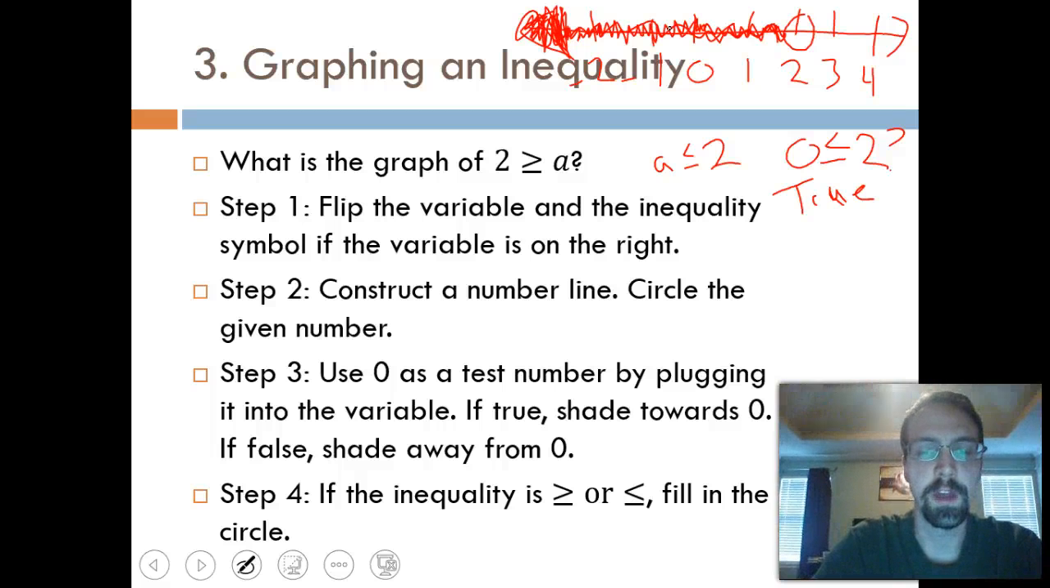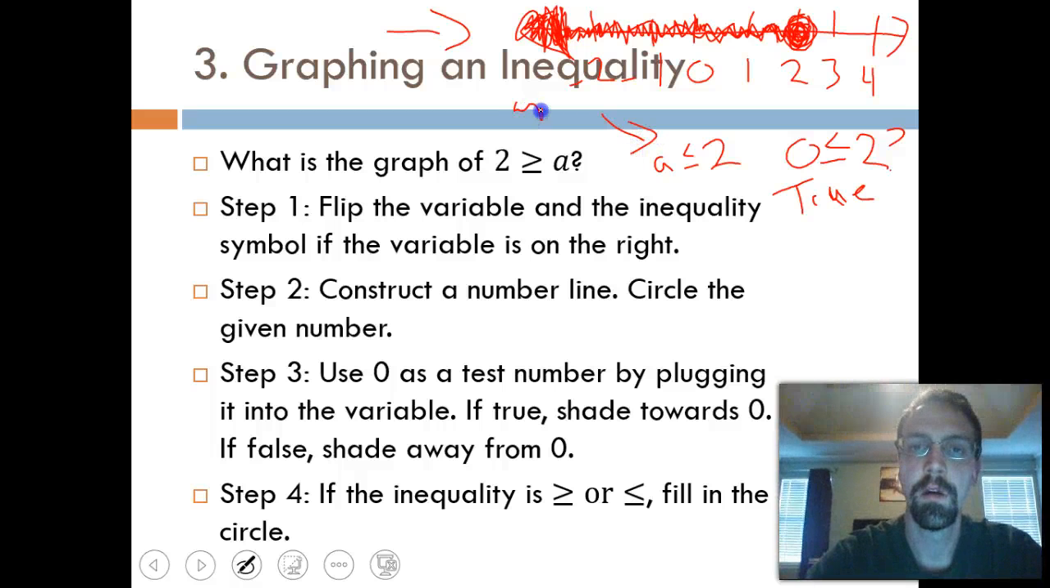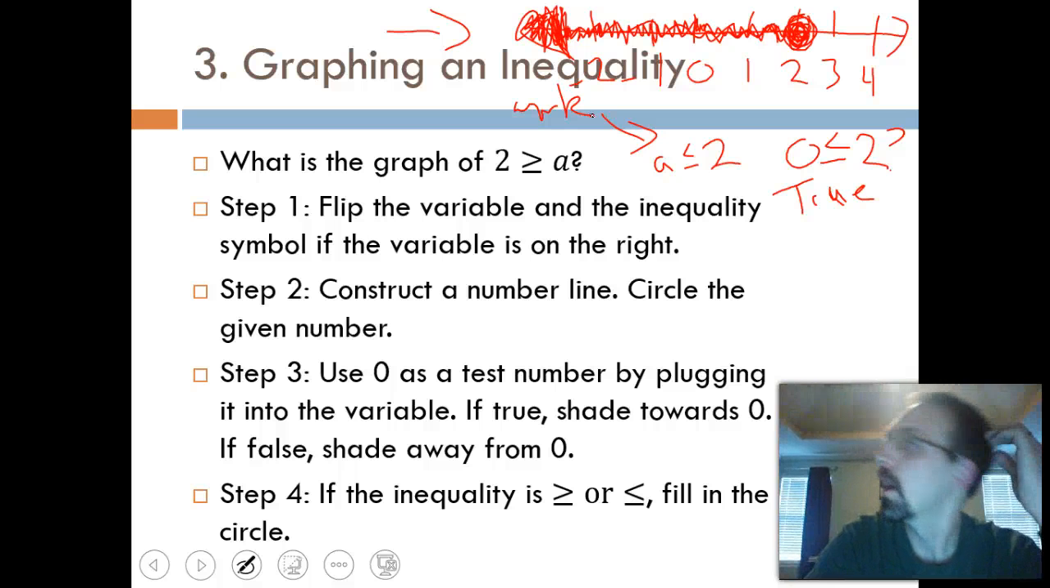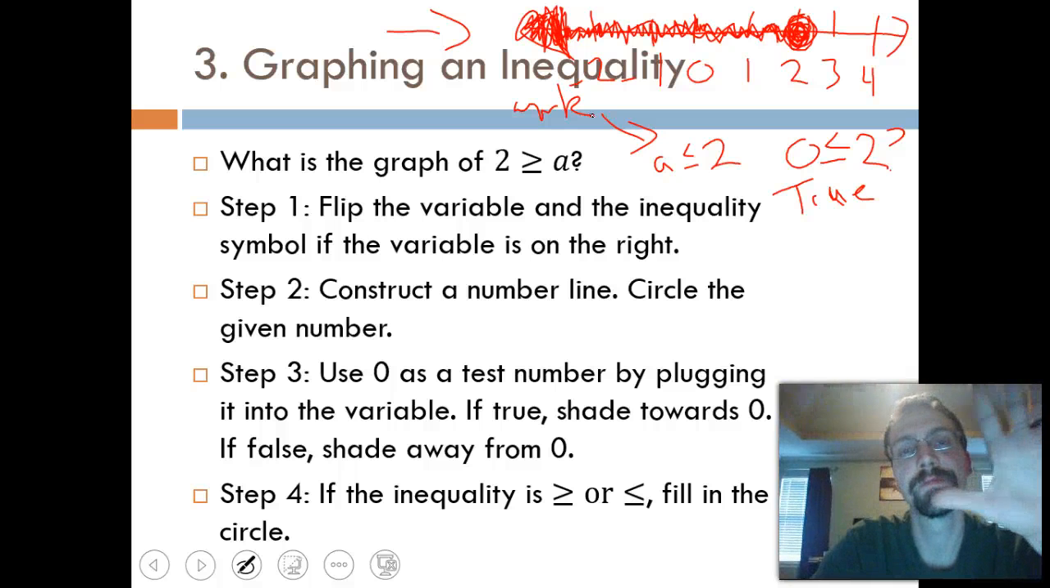The next one: if the inequality is greater than or equal to or less than or equal to, then you have to fill in the circle. Essentially, 2 is also a solution here because it's also equal to, so we fill in the circle here. And there we go. We are done. That is our answer. This is our work. Sorry if it looks weird. So there you go. If you need a second to copy this down, go ahead and do so. I'll go ahead and give you 5.